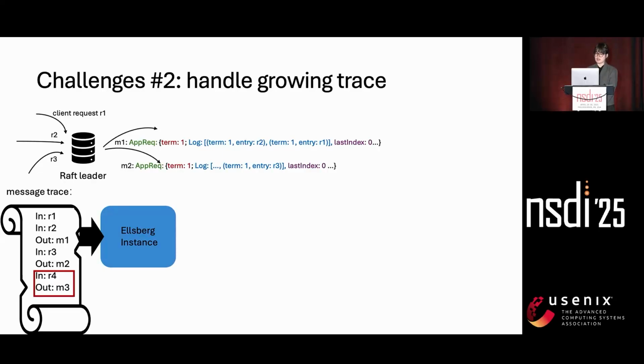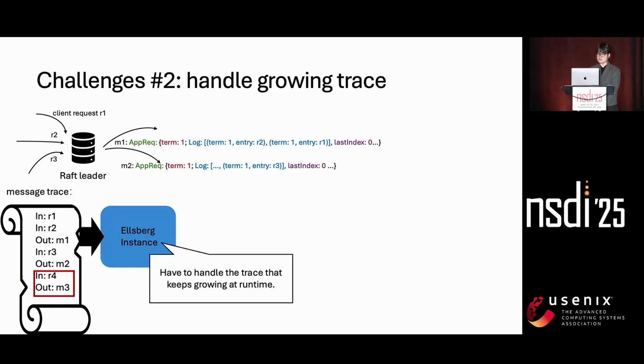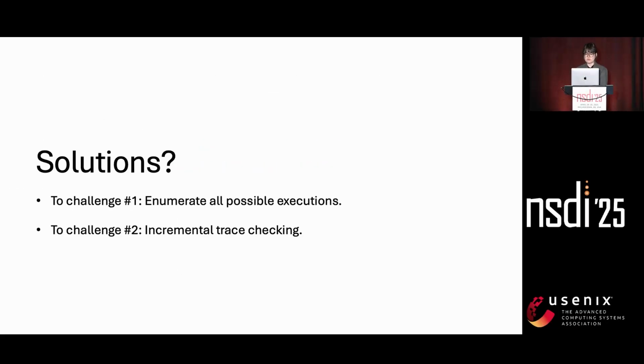The second challenge is that the trace keeps growing at runtime, and we have to figure out a way to check the incremental part of the trace, instead of checking from the start each time, which is not scalable, especially after the system runs for a long time. To solve the two challenges, we propose two corresponding solutions. First, to handle concurrent execution, Ellsberg will enumerate all possible executions instead of only following the order of the message trace. And second, to handle the growing trace, Ellsberg proposes a way of incremental trace checking.